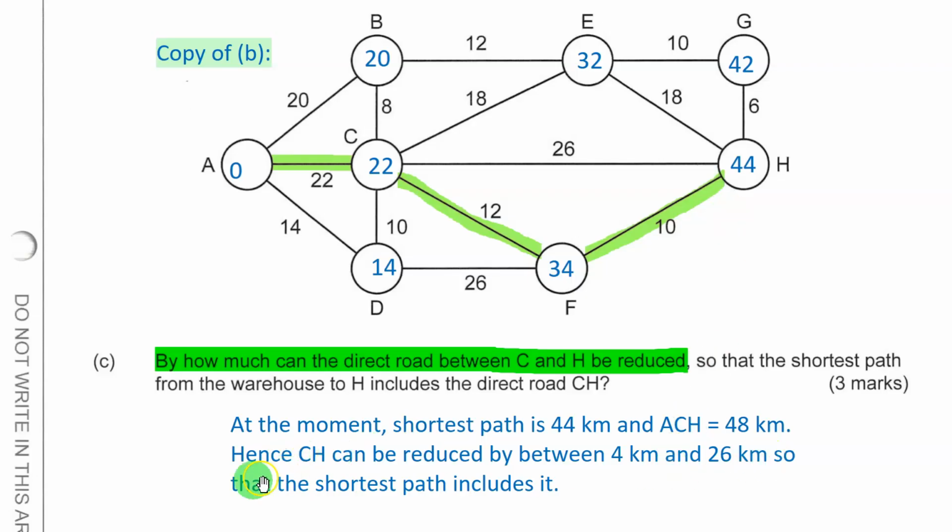So my answer to this would be that CH can be reduced by between 4 and 26 kilometers, so that the shortest path includes it. Now, of course, practically that might not be possible, but anyway, yeah, it's a pretty dodgy old question.